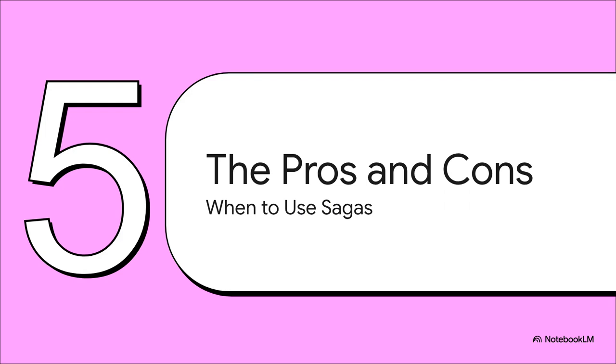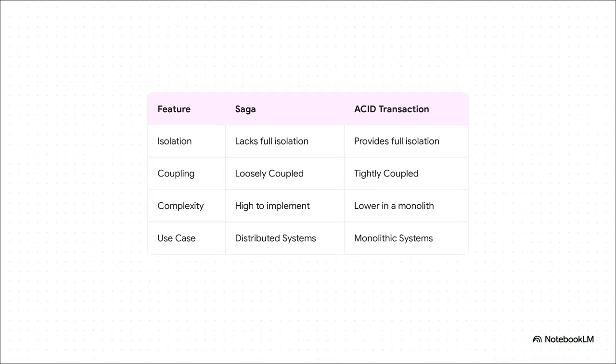So now that we've seen it in action, let's kind of zoom out. The Saga pattern is incredibly powerful, but it's not a silver bullet. It absolutely comes with its own set of trade-offs, and it's really important to know when to actually use it. This table draws the contrast perfectly. Traditional transactions, we call them ACID transactions, give you perfect data isolation, but they force you into this tight coupling. Sagas, on the other hand, give you that crucial loose coupling you need for microservices, but you trade away that perfect isolation. And yeah, implementing a Saga is definitely more complex. It's the right tool for distributed systems, not so much for a simple single database app.